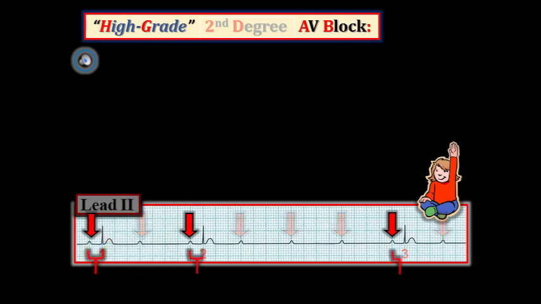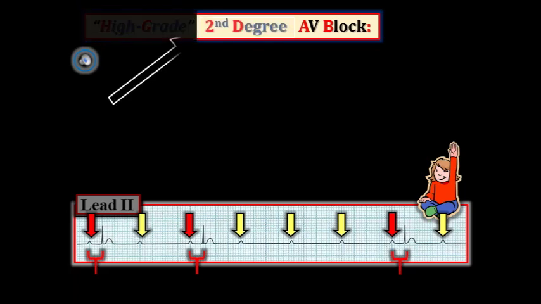We know this because the PR interval preceding each of these 3 QRS complexes is the same, red brackets. But other than these 3 beats, none of the other P waves on this tracing are being conducted, yellow arrows. Thus, we have second-degree AV block, because some, but not all P waves are conducted.